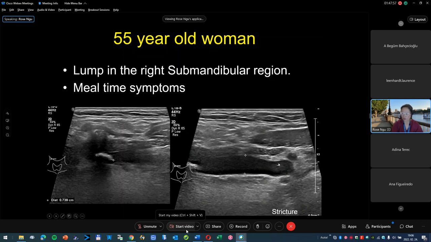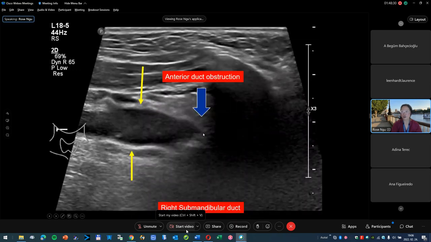In here, if you follow this duct back, which is so dilated, you'll find a stone. This is what a stone looks like. It's calcified, and you have post-acoustic shadowing, because it's calcified and therefore the ultrasound signal cannot get through. And here we depict where it is, in the right submandibular gland. If you look closely, you can see how dilated that is, and then you can see the narrowing coming here, tapering down. There's a stricture right in front of that. And here you can see the obstruction.